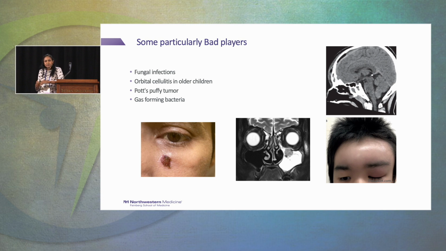Gas-forming bacteria is something we've seen more in our institution over the past year. Gas-forming bacteria and necrotizing fasciitis are things we don't see much around the periocular region, or certainly not in the orbit. But in the past year at our institution, we've seen 3 in a row with necrotizing fasciitis of the orbit. It seems like there are rising rates of streptococcal infections in the community in general. This might be something we're just seeing more of recently.